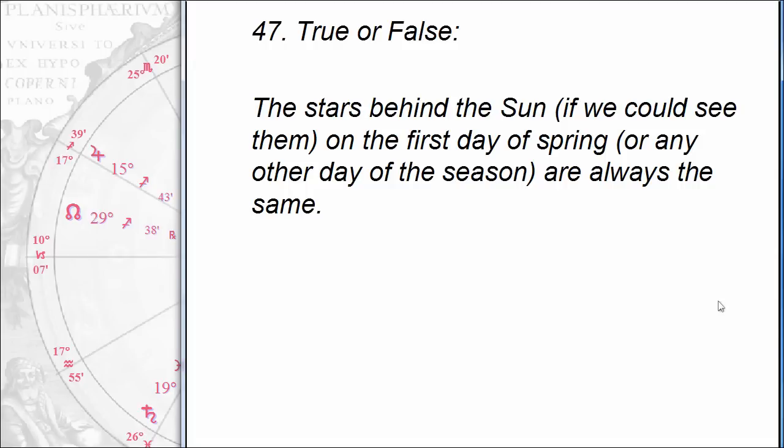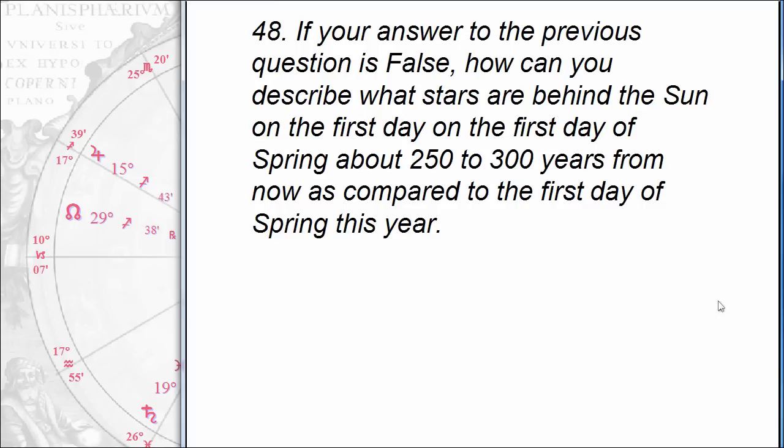But I'm mentioning that to lead to something that's not so obvious. The stars behind the sun, if we could see them on the first day of spring, or any other day of the season, but let's just use the first day of spring, are always the same. So, is that true or false? On the first day of spring, if you were Superman or Superwoman and you could see the stars behind the sun, would you see the same stars? Like the same constellation, the same configuration of stars? Would it be the same? False. It would not be the same. You might think it would be, but it isn't.